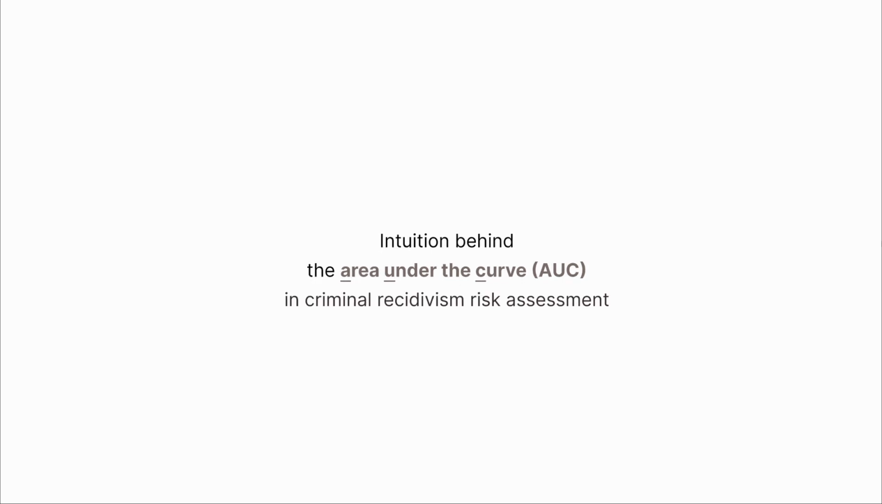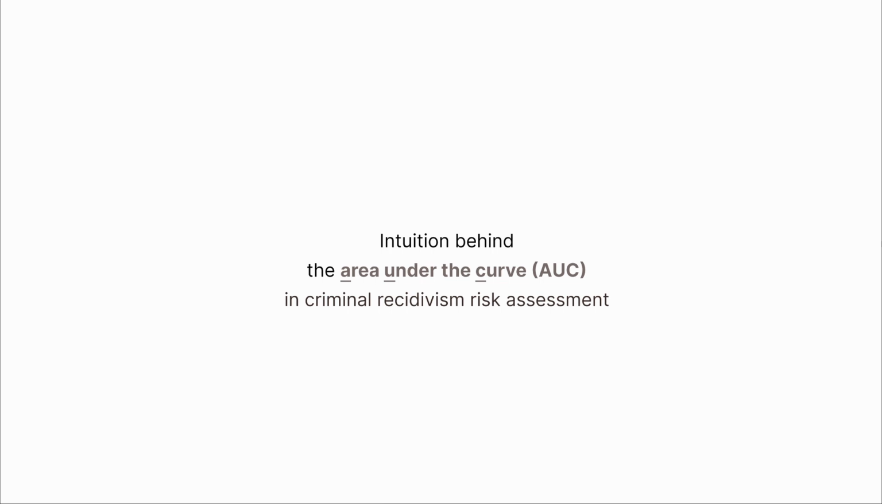Hello. In this video, we'll discuss the simple intuition behind the area under the receiver operator characteristic curve, or simply area under the curve, because the full name can be a mouthful. So we'll discuss what area under the curve means within the context of criminal recidivism risk assessment, but it can generalize to other situations as well.